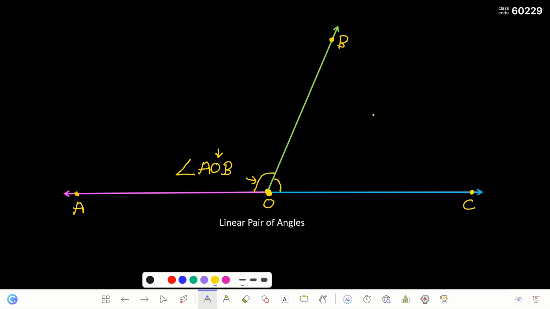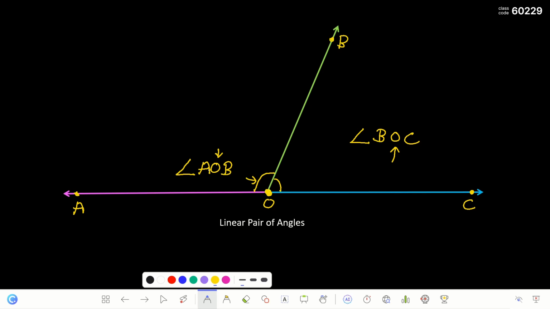Now, on the other hand, we have this angle. So I'll just write the angle sign followed by, I can just say BOC. I can also say COB. Either of the two are correct as long as O is in the center. So now I've named the two angles.